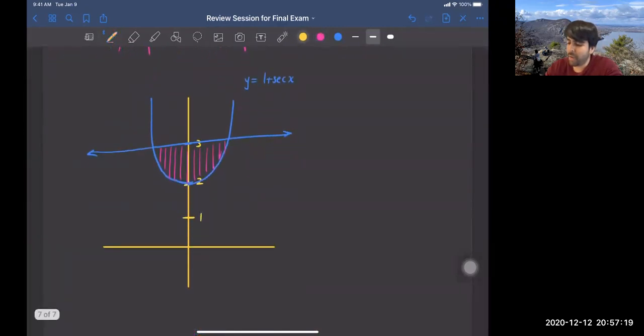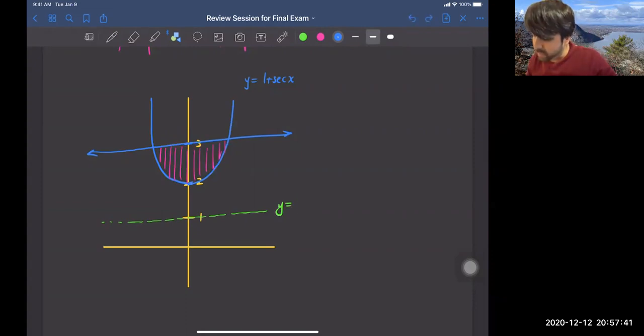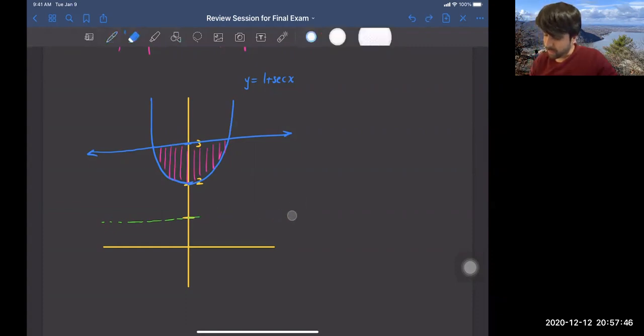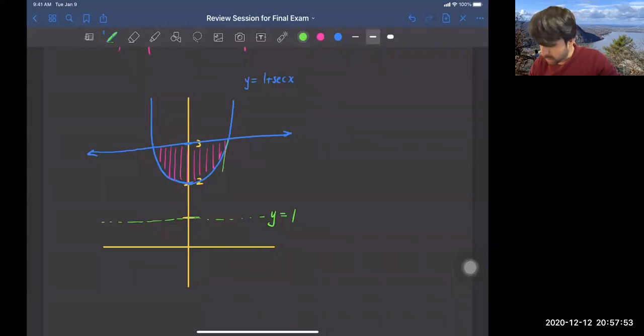And now what am I going to revolve it about? y equals 1. So I'm going to take this region here. And I'm going to revolve it around the line y equals 1. I don't know why my lines are like so skewed. So I'm going to get something that looks like this.